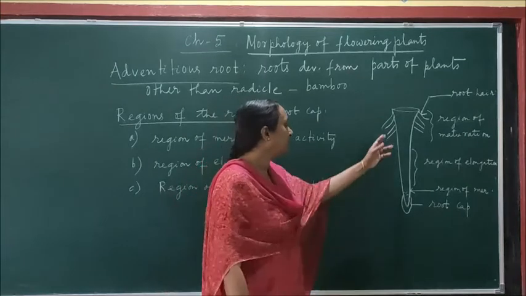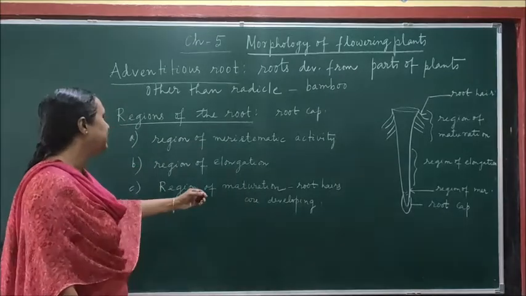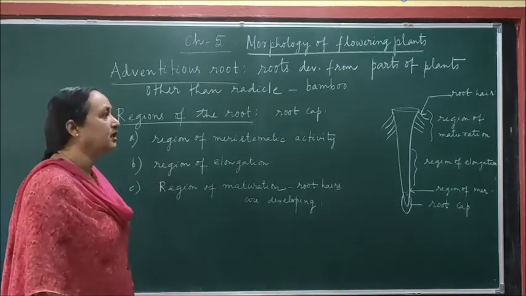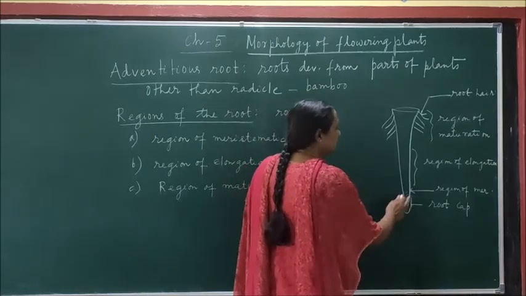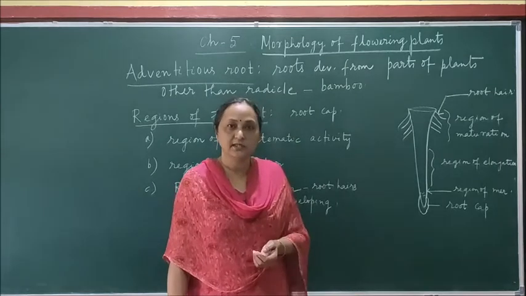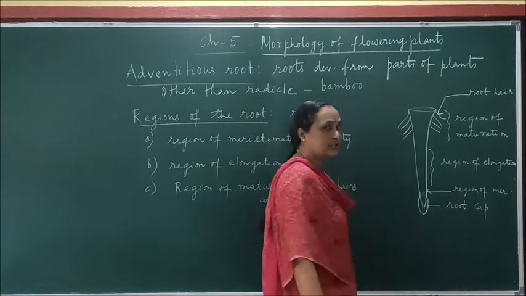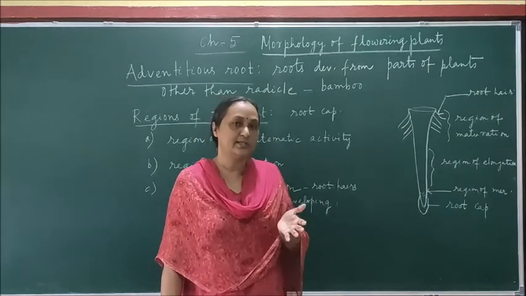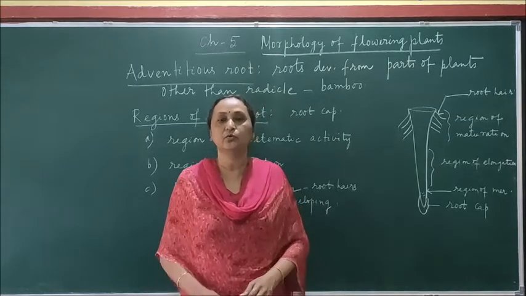Okay? So the root is mainly divided into three areas: the region of meristematic activity, the region of elongation, and the region of maturation. So there are three areas. Just at the tip you can find the meristematic zone. So what is the meristematic zone and what is its function? The meristematic zone consists of meristematic tissue. And the meristematic tissue you already know: it is a kind of tissue which has the ability to divide continuously, and it mainly helps in the growth of the plants.